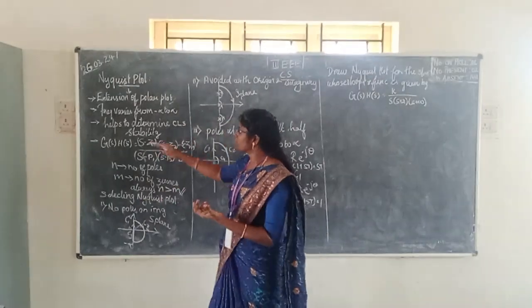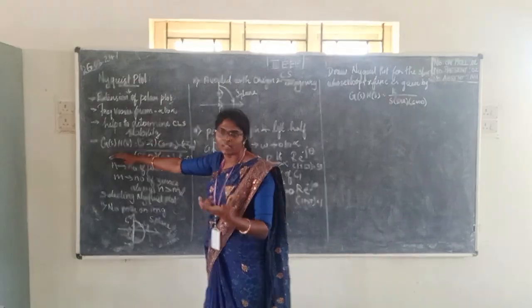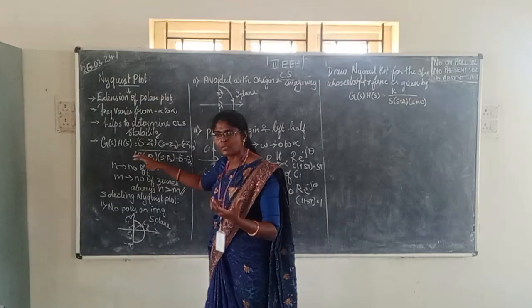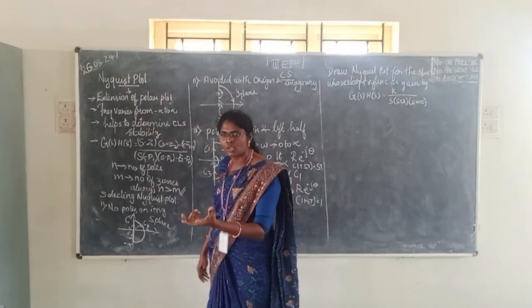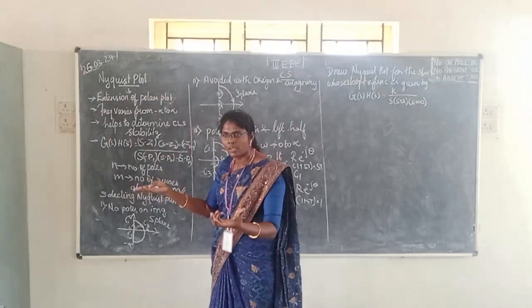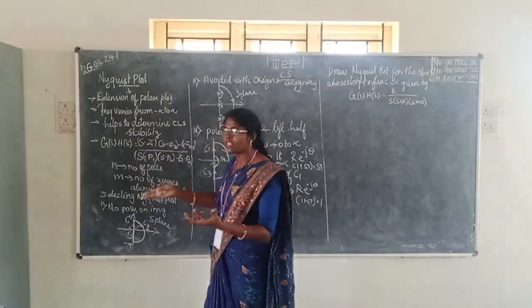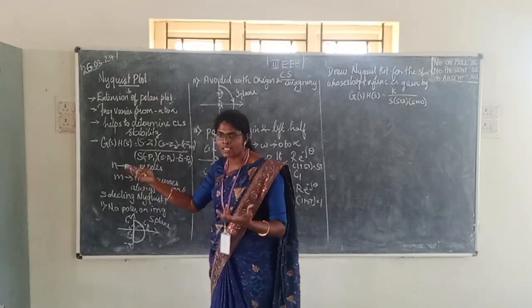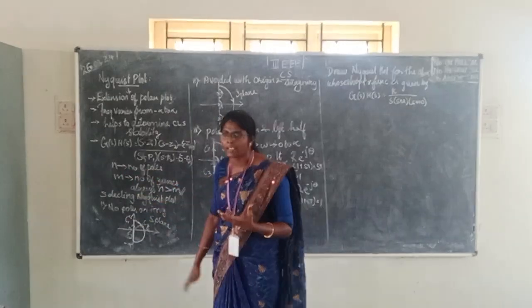Next, this is our system G(s)H(s). It should be in the form of a transfer function, that is, s minus some zeros, up to m zeros, and likewise s minus poles, up to n poles. I have taken the number of zeros as m and the number of poles as n.